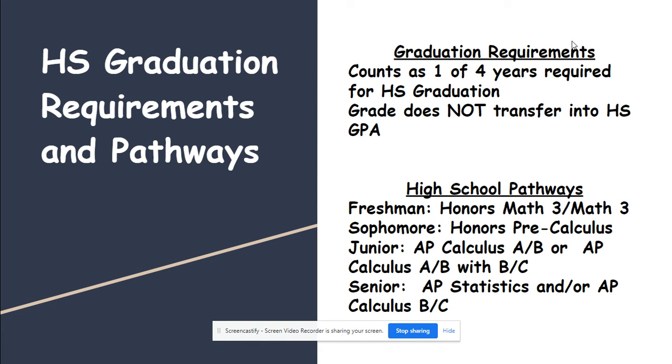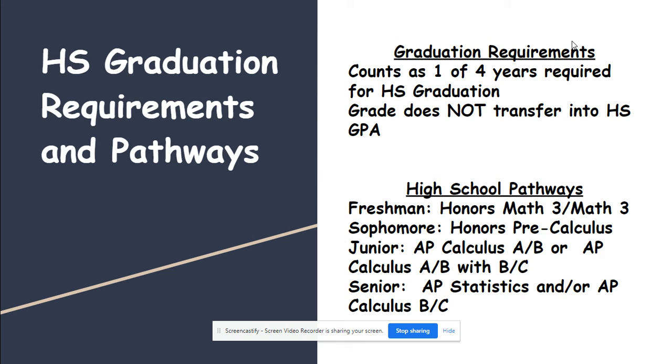So their graduation requirements for high school, they must have 4 math credits. This will count as one of those. They got one last year in Math 1. So when they go over to the high school, they will have 2 math credits once they pass Math 2. The grade does not go into their high school GPA, but it will be printed on their transcript, just like their Math 1 grade will be.